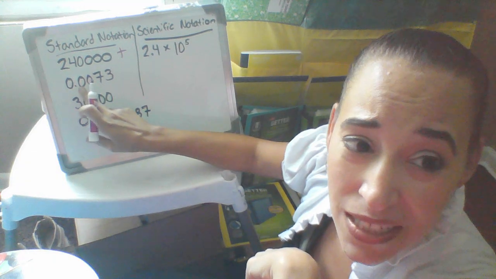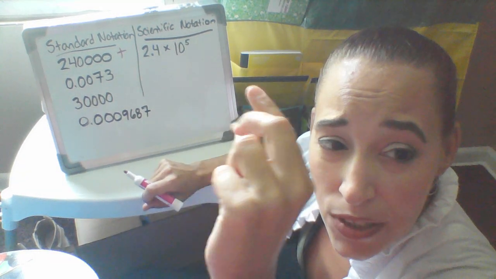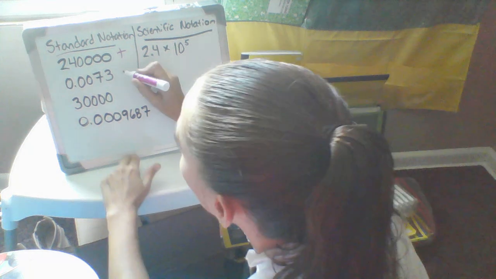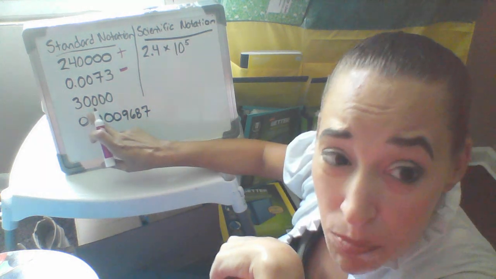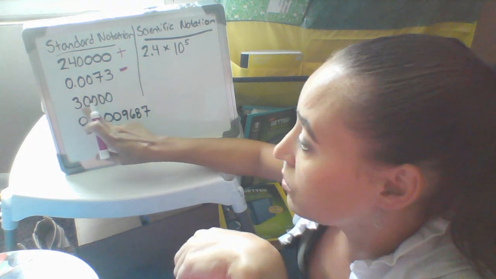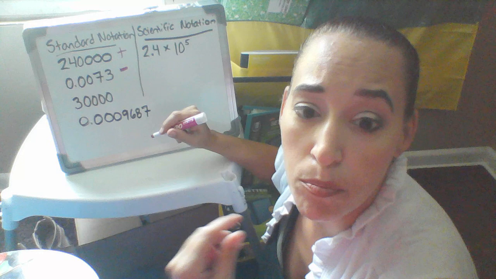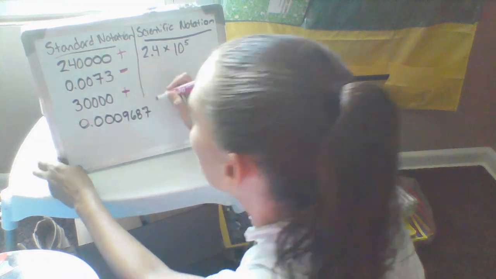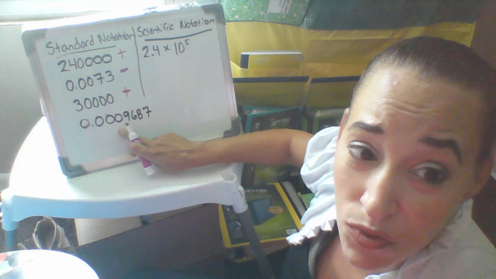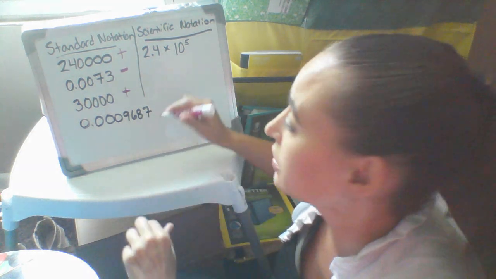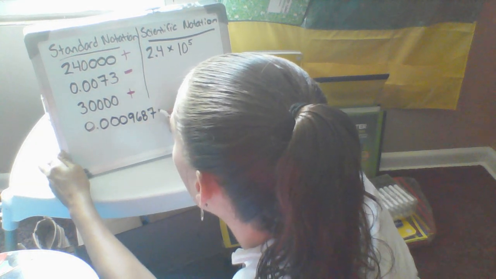This one is a really tiny number. If it's a tiny number, it's going to have a negative exponent. This one is a big number again, so it's going to have a positive exponent. This one is a really tiny number, so again, this one's going to have that negative exponent.